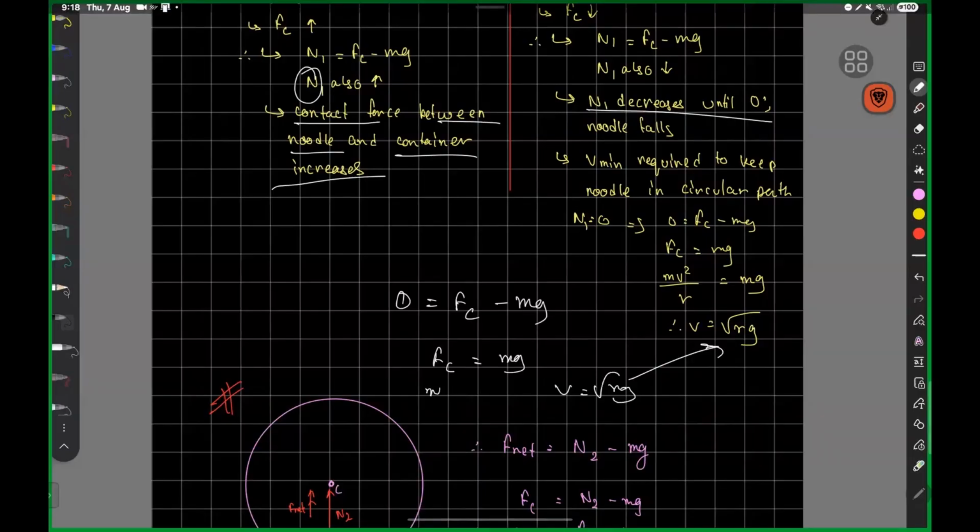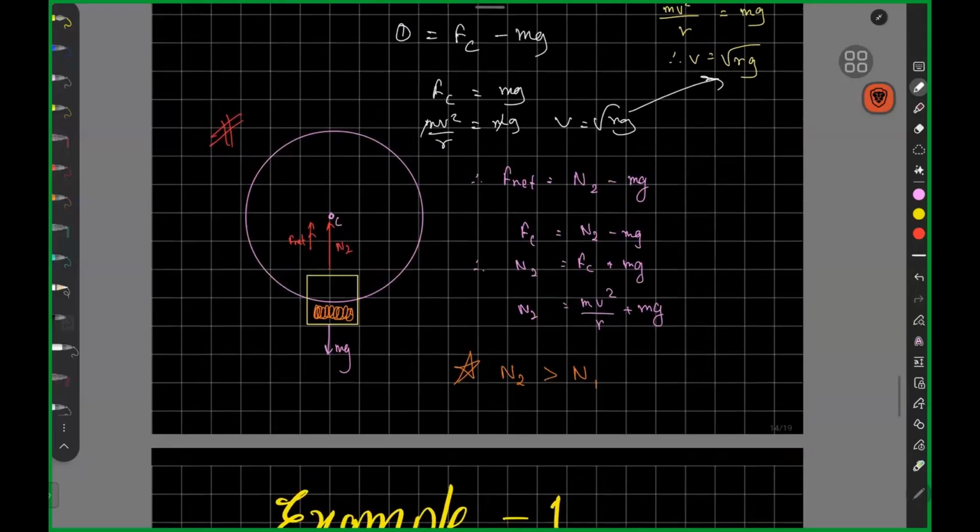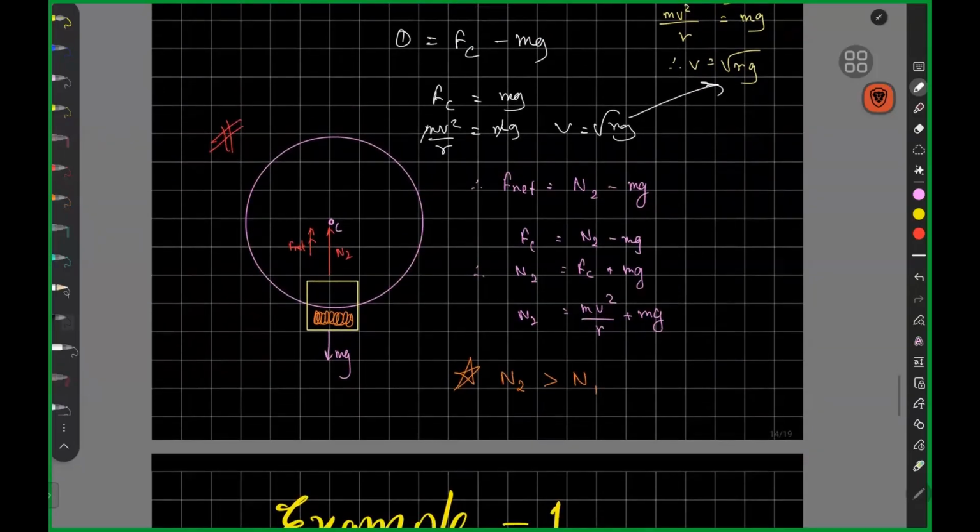The same equation you get. So it's the same thing, essentially. And if I do it again with this position, what happens over here? Again, similar to our tension case, mg is acting downwards on my noodles, and there's the normal reaction force. Which direction is my normal reaction force? Upwards, right? So the force by the container on the noodles is upwards.